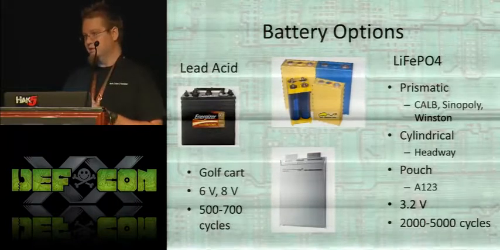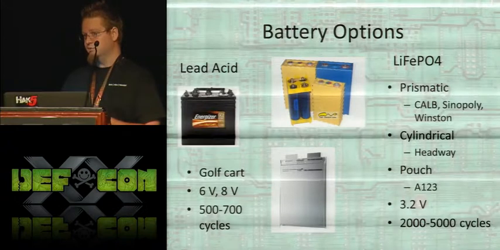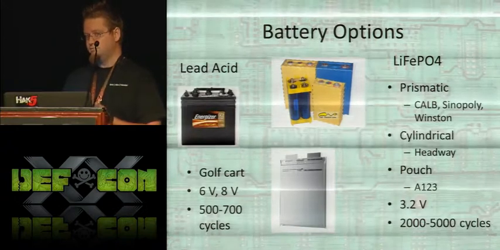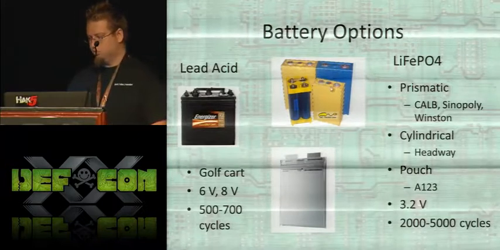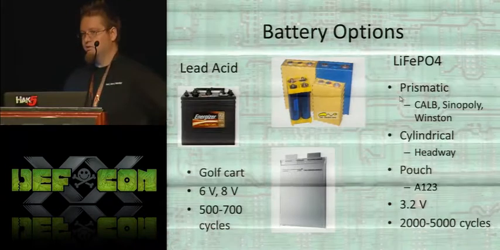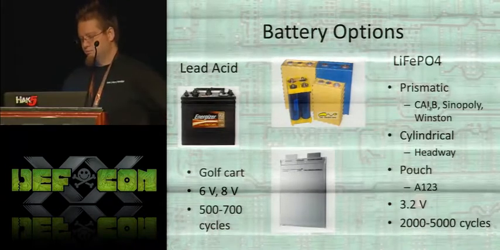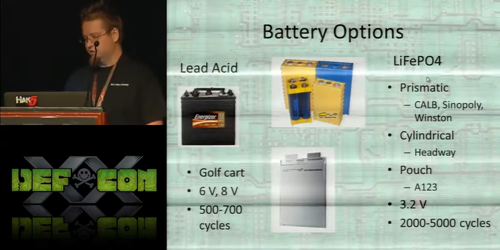There's lots of great options out there. Unfortunately, none of them are in the US right now. Pretty much everything comes from China or Korea. Here's some different types of batteries. These square ones are called prismatics, and the big companies that make those are CALB, Sinopoly, and Winston. CALB has a distributor in California, so they're one of the better options right now.